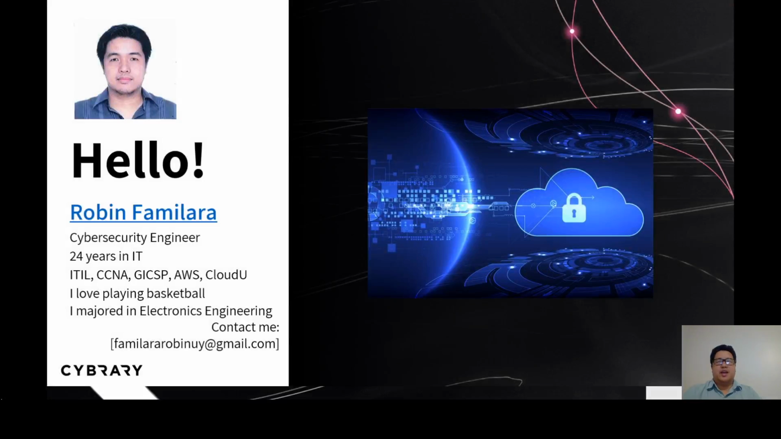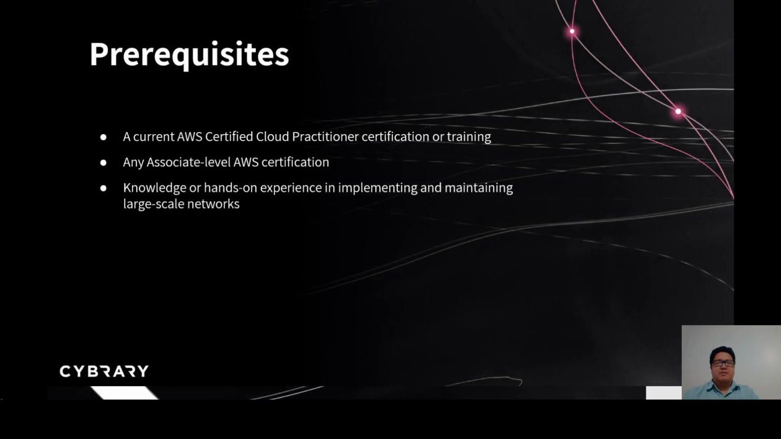A little bit about me. I'm not 24 years old, but I'm 24 years in IT. I hold certifications such as ITIL, CCNA, CISSP, AWS, and CloudView. The funny thing about me is I took industrial engineering and then later on shifted into electronics and communications engineering, where I majored. Prerequisites: a current AWS Certified Cloud Practitioner certification or training, any associate level AWS certification or knowledge, and hands-on experience in implementing and maintaining large-scale networks.